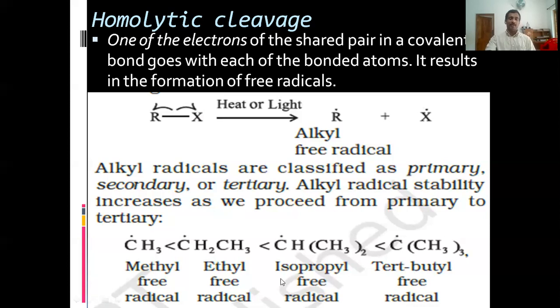The names are given here: methyl free radical, which is highly unstable; ethyl free radical, unstable but more stable than CH3; isopropyl free radical, unstable but more stable than ethyl free radical; tertiary butyl free radical, unstable but more stable than isopropyl free radical. So out of these different free radicals, which is most stable? Tertiary butyl free radical, that is more stable.